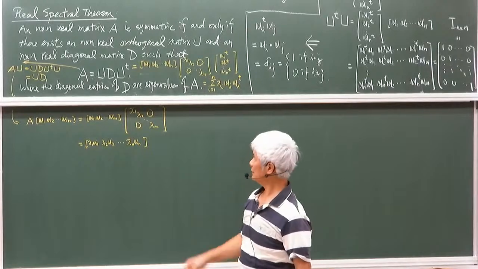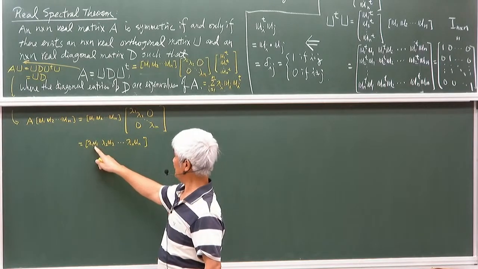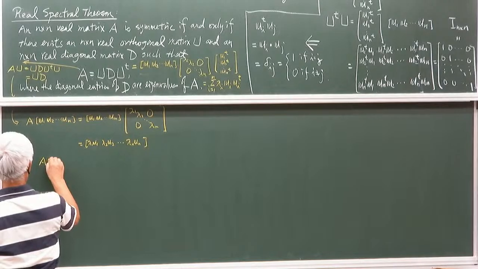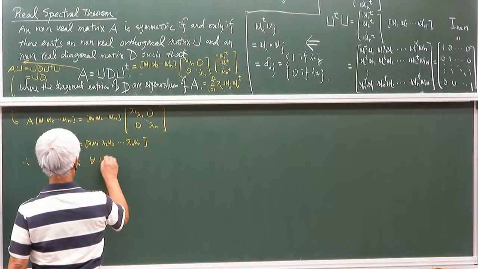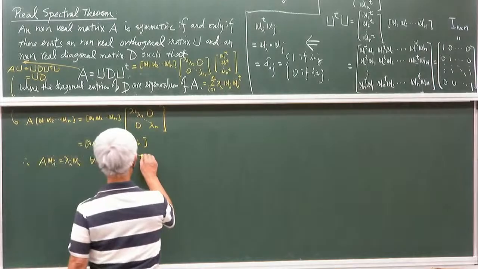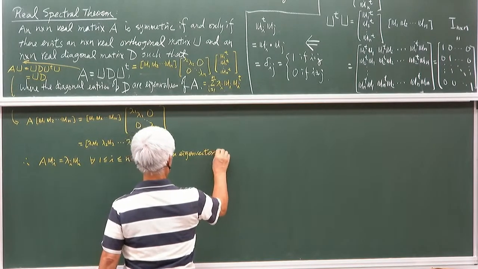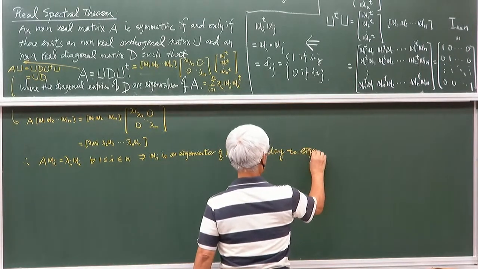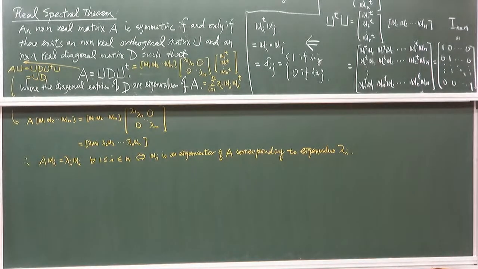The product of these two matrices has n columns, where the first column is the first eigenvalue lambda 1 times the first column, etc. So we have A UI equal to lambda I UI for all I. This means that UI is an eigenvector of A corresponding to eigenvalue lambda I.